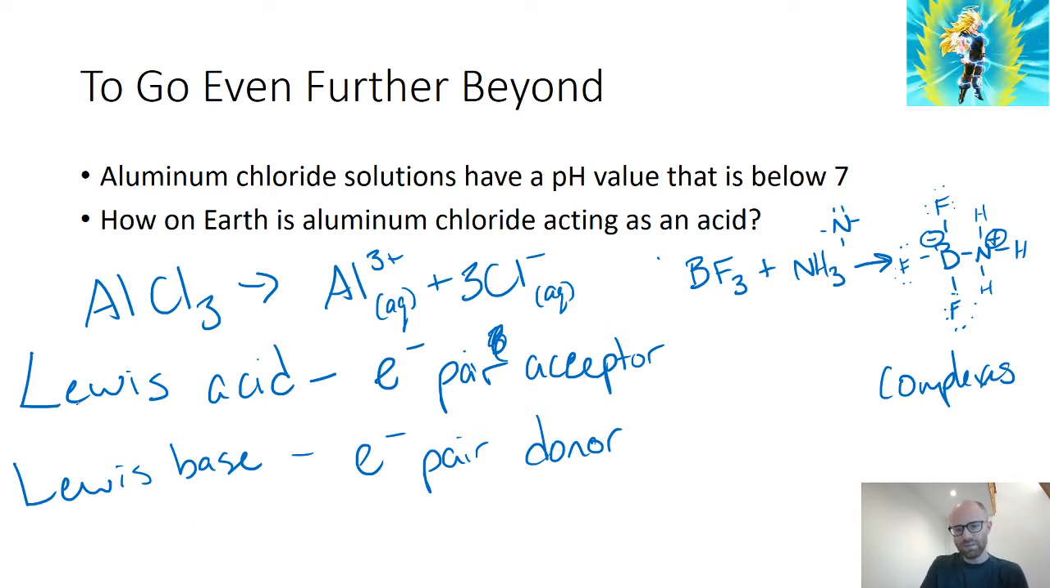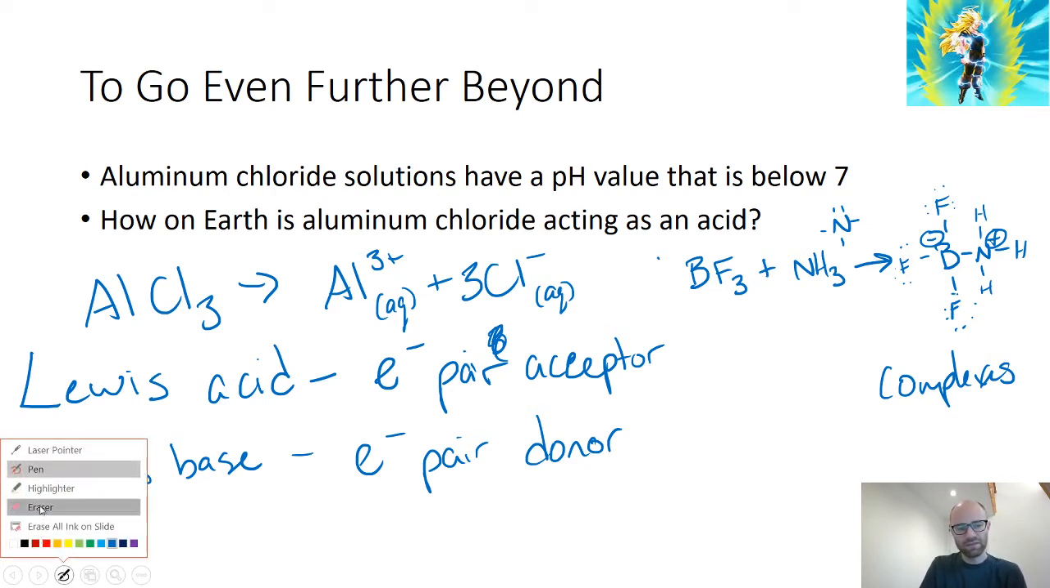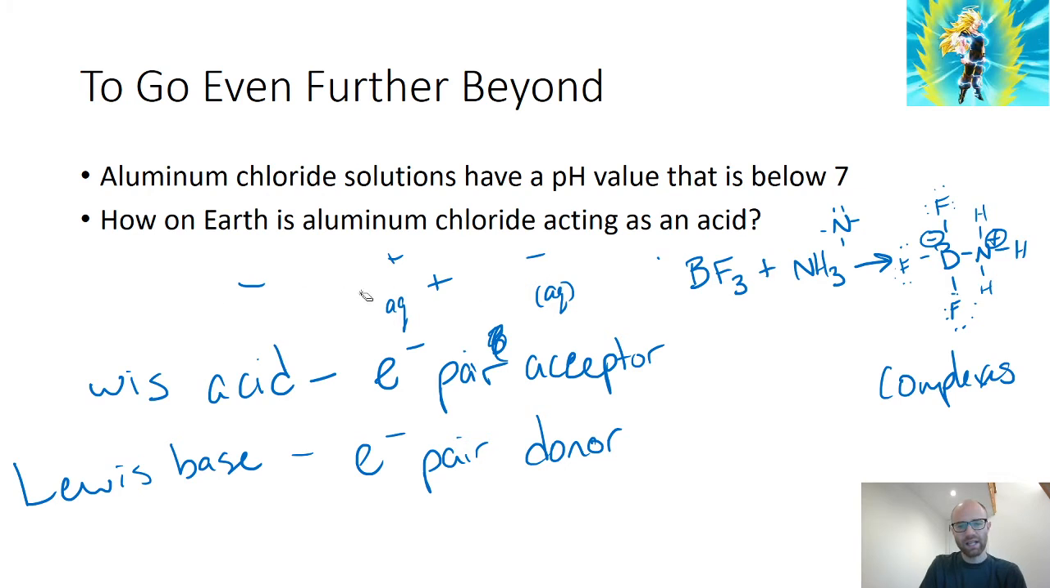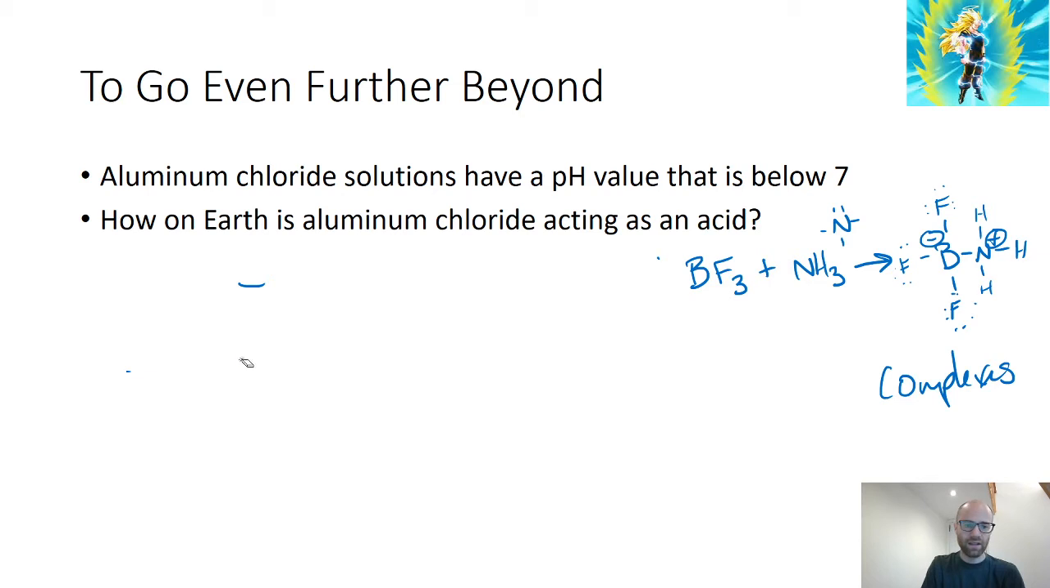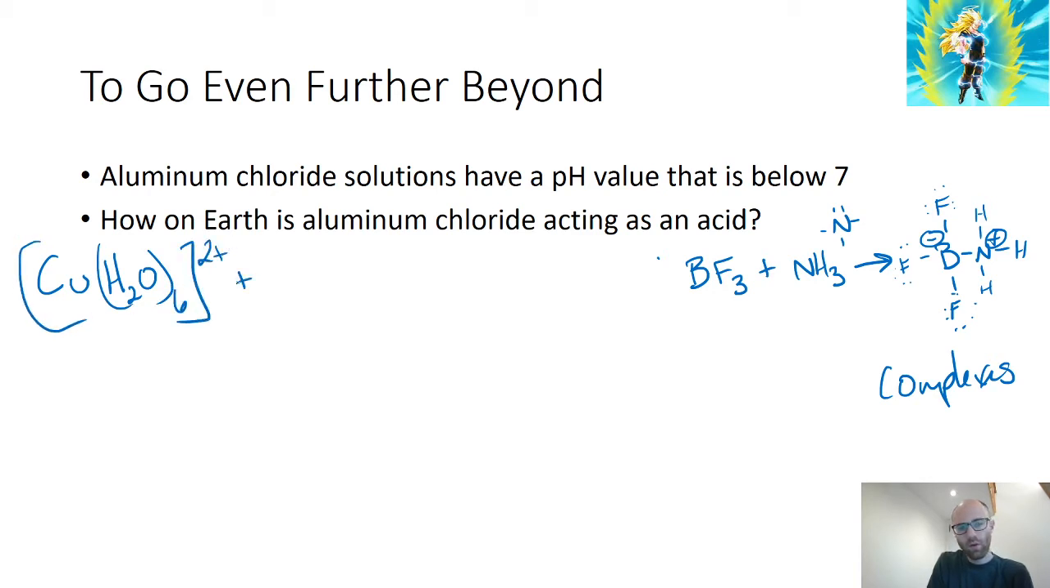But we've seen this before somewhere. When we talked about equilibrium shifting to begin with, I took time to talk about coordination complexes. We said that copper can exist surrounded by waters, or copper can exist surrounded by chlorides.